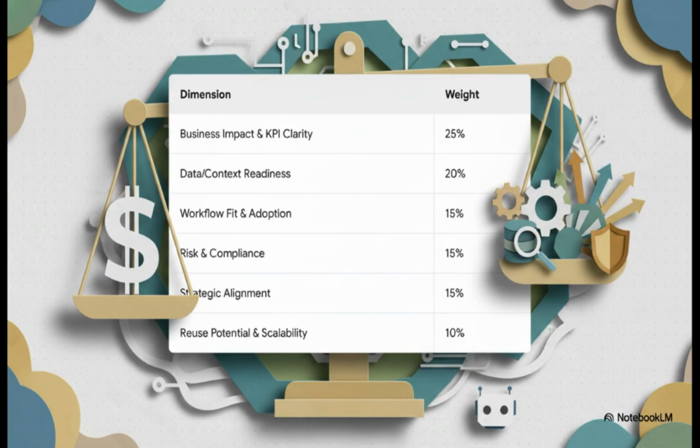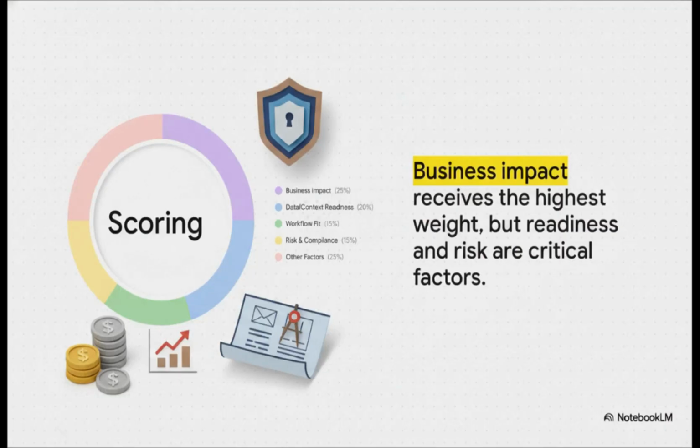It's just smarter. And what this does is it ensures you're building a truly balanced portfolio, not just a random collection of cool tech projects that don't actually move the needle. You can see here, yeah, business impact gets the biggest slice of the pie, as it should, but feasibility, risk, and strategy all get the attention they deserve. And that's what helps you avoid those really costly mistakes down the line.